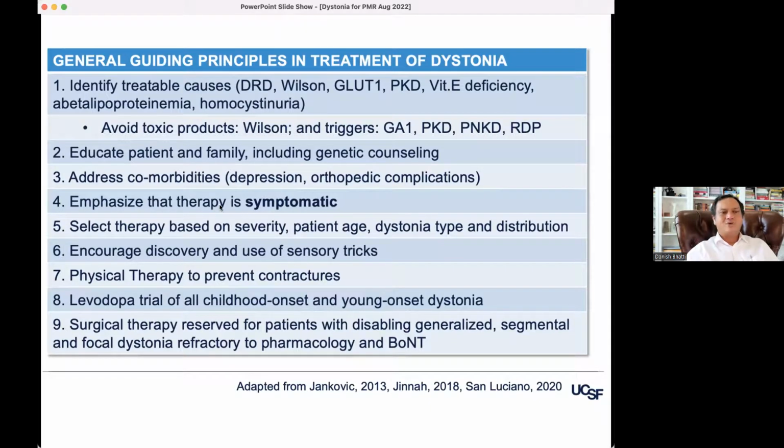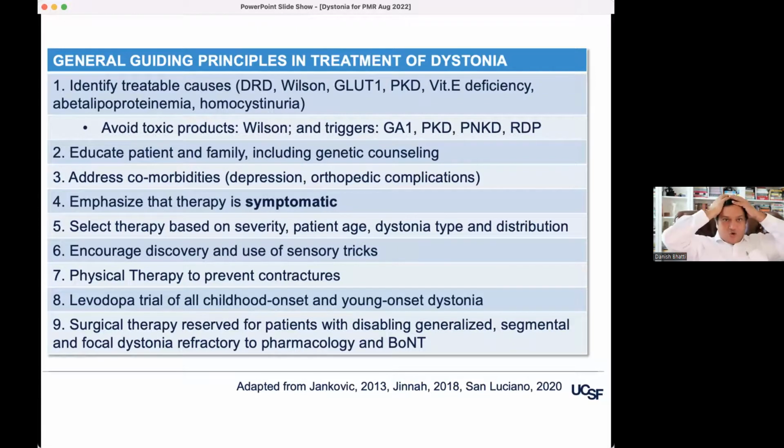But we can suppress the dystonia, or dystonic cramp, or jerk, or pulling and pain based on different therapies. You also can encourage them to discover and use their sensory tricks. A sensory trick is something that will hide or mask their dystonia. For example, if someone has a dystonic head tremor, touching their chin may be enough to stop or suppress their tremor. Just touching. It doesn't have to be pressed or strongly held.